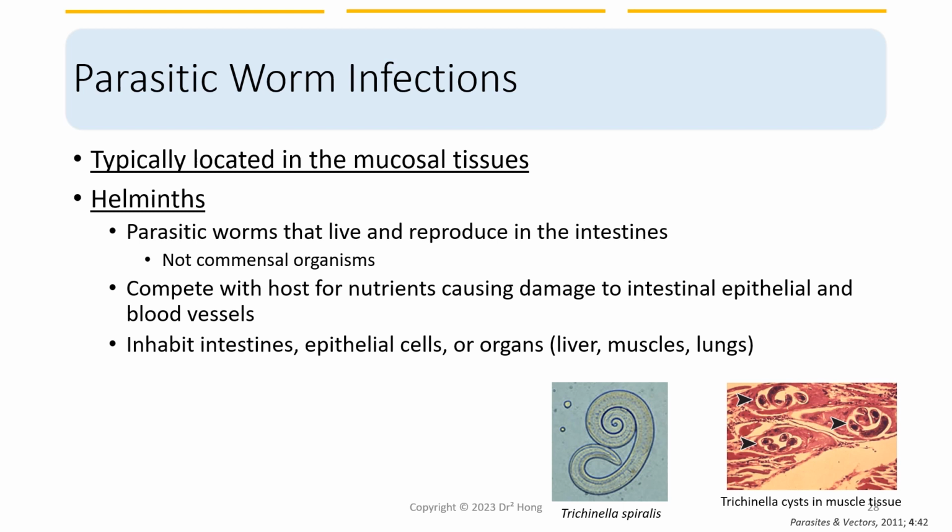Helminths are parasitic worms that live and reproduce in the intestine, and they are not commensal organisms. They compete with the host for nutrients and cause damage to intestinal epithelial cells and blood vessels. Beyond the intestine, they can also reside in other organs such as liver, muscles, and lungs.